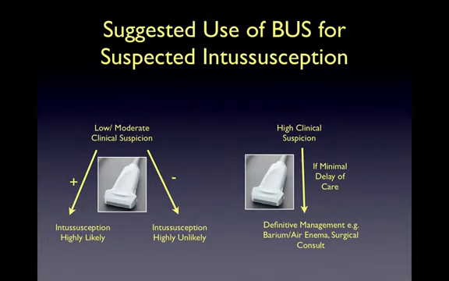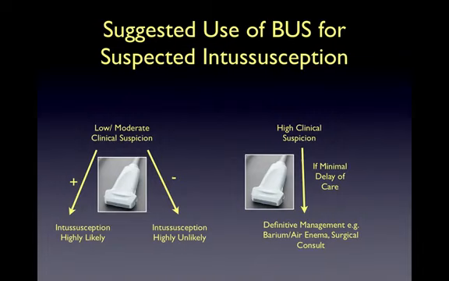The following is a suggested algorithm in the use of bedside ultrasound for diagnosis of suspected pediatric intussusception. In patients with low to moderate clinical suspicion for intussusception, it is probably reasonable to use bedside ultrasound to risk stratify them into those that are highly likely or highly unlikely to have the disease and manage accordingly.